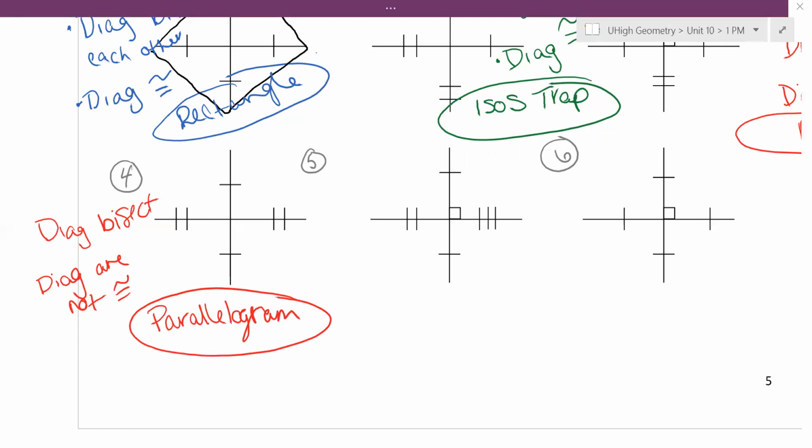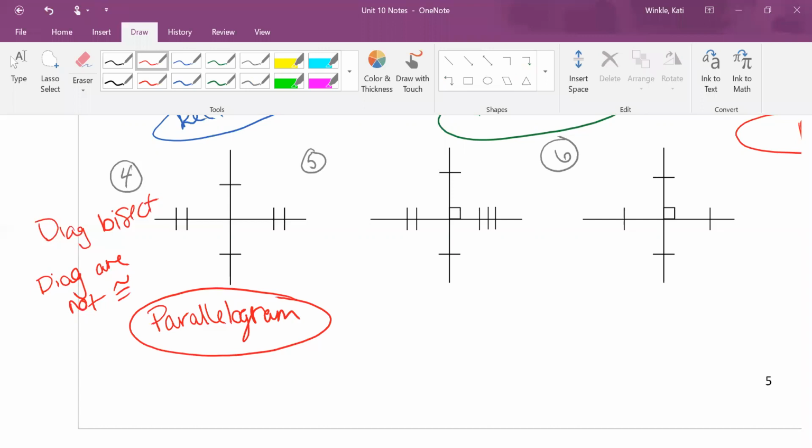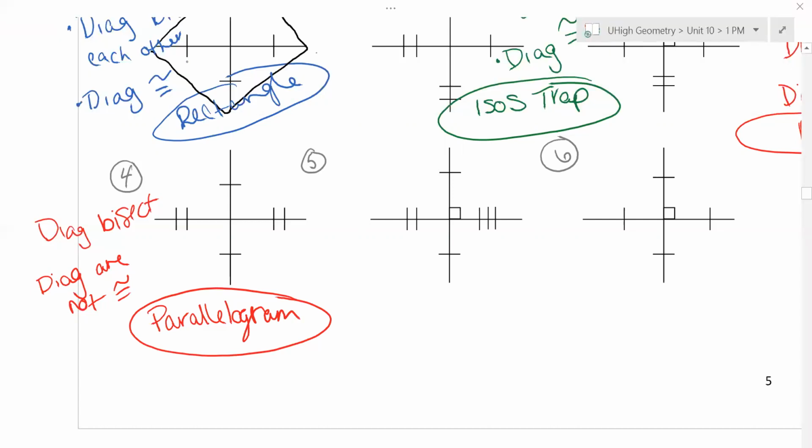All right, let's take a look at number 5. Right now I have diagonals that are perpendicular to one another. I have one diagonal that is bisected. So what shape has perpendicular diagonals, but only one of the diagonals is bisected?